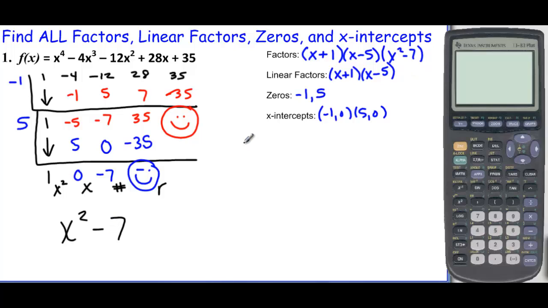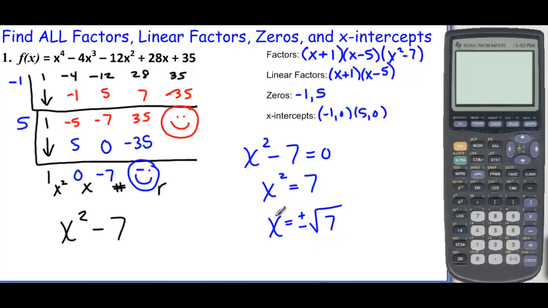If this is a factor, that means that if I set this equal to 0 and solve, I should get another 0. So I'm going to get x squared equals 7. X equals, if I take the square root of both sides, plus or minus the square root of 7. This is actually 2 separate answers. Those are my zeros. I get the square root of 7 and the negative square root of 7.